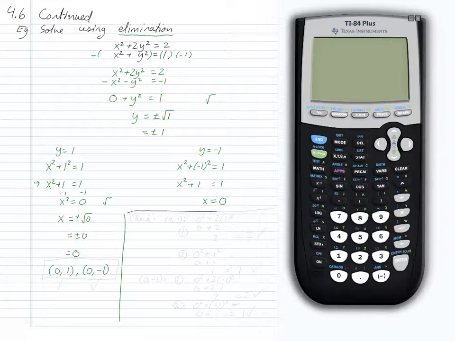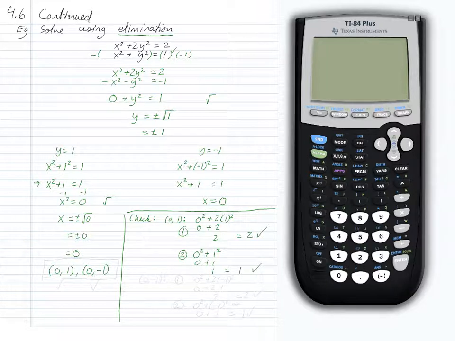So let's check those in both equations. 0, 1, we'll check that one first. In the top equation, is 0 squared plus 2 times 1 squared. Well, that's equal to 0 plus 2, which is 2. So that checks out in the first equation. The second equation will look pretty similar. If we square 0 and we square 1, then we get 0 plus 1, which is 1, which equals 1. And we satisfied the second equation.